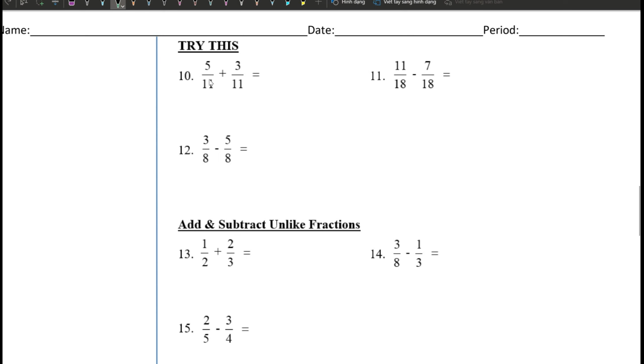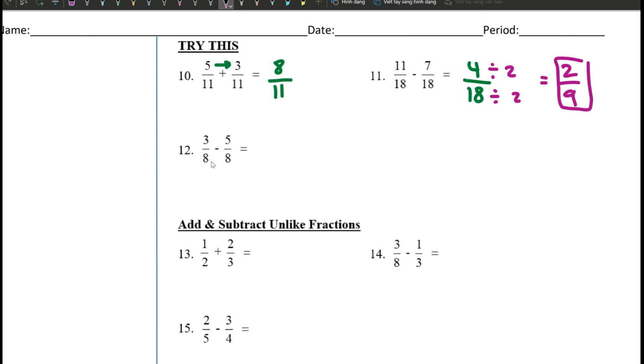Okay, so continue on this one. We keep the denominator, we add the numerators. So 5 plus 3 will give you 8/11. Problem 11, 11 minus 7, that will give you 4/18. Then we're going to reduce the fraction. 4 and 18 are even numbers, so you can reduce it by 2. That will give you 2/9.